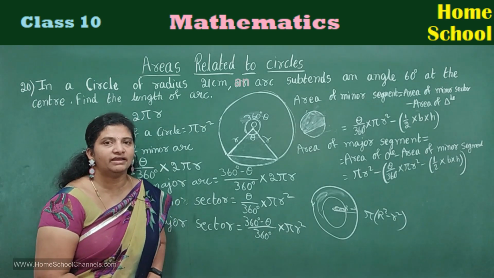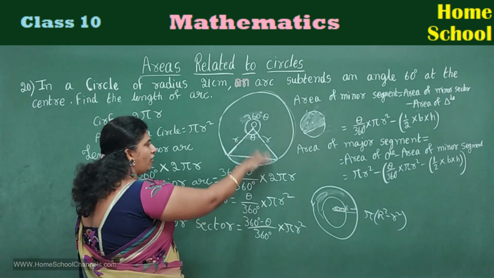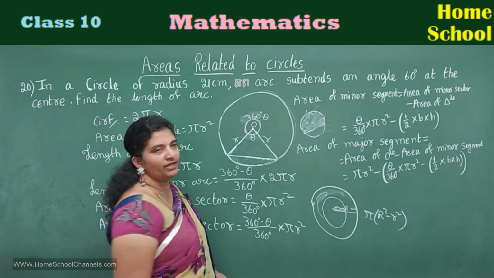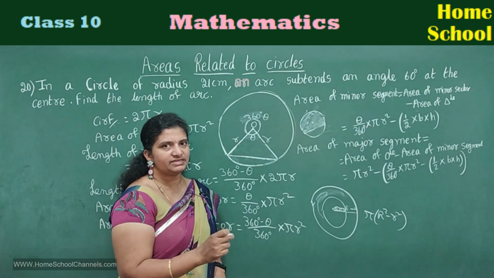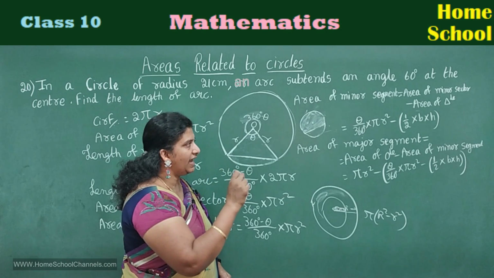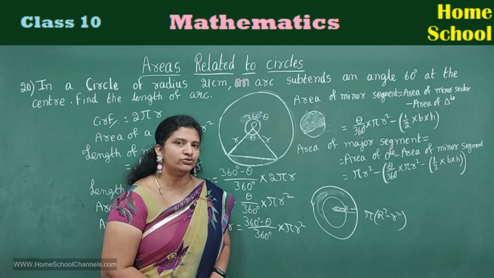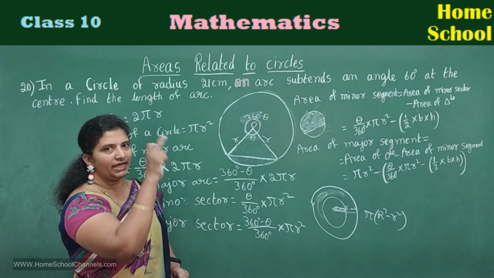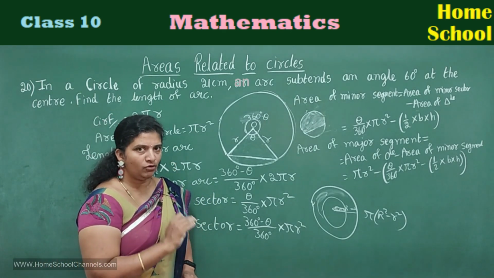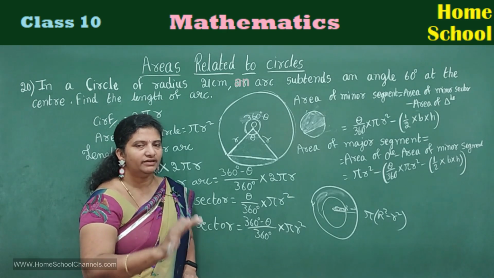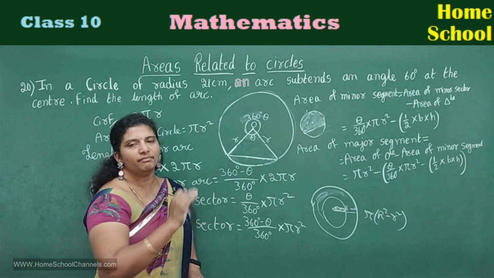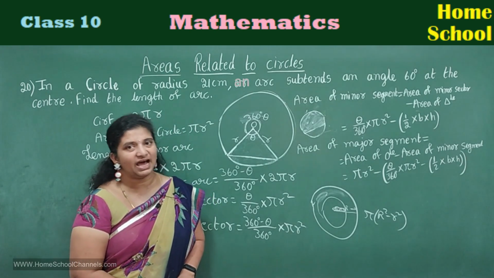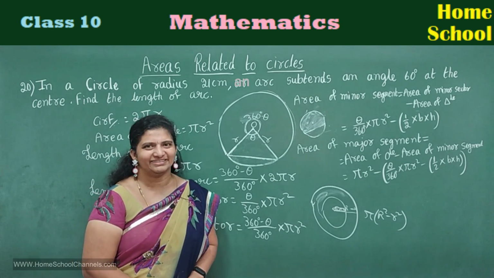Next, area of a minor segment. Area of a minor sector minus area of a triangle will give you that formula: theta by 360 degree into pi r square minus half into base into height. Right? Area of major segment: from the area of a circle, remove the area of minor segment. That is pi r square minus theta by 360 degree into pi r square minus half into base into height.